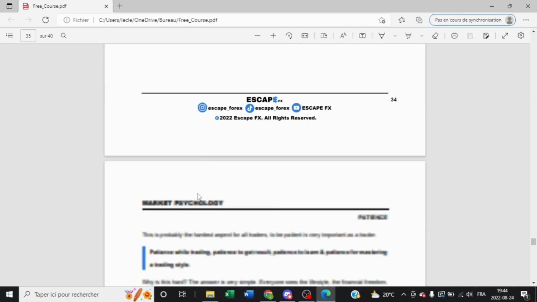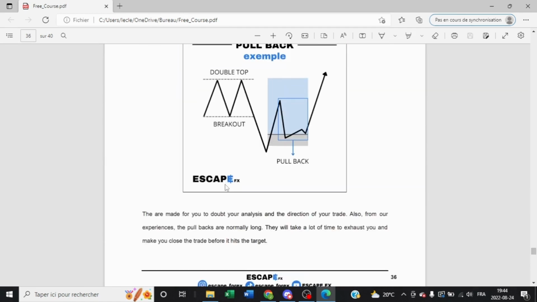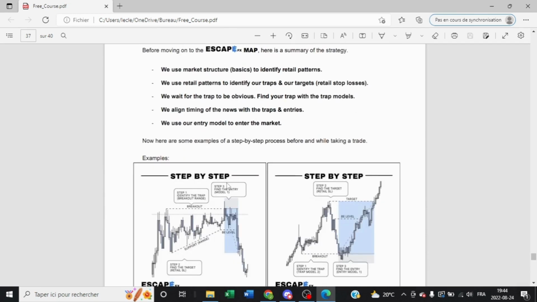Market psychology. I'm going to let you read through the market psychology. I don't want to spend too much time on the free course because I have a lot to cover on my 2 trades.